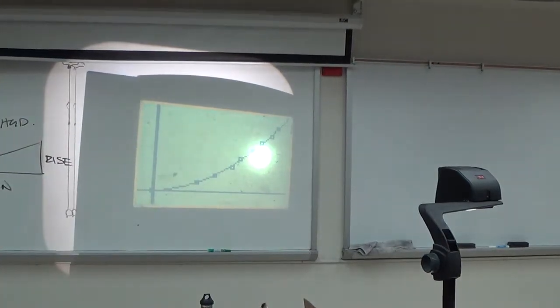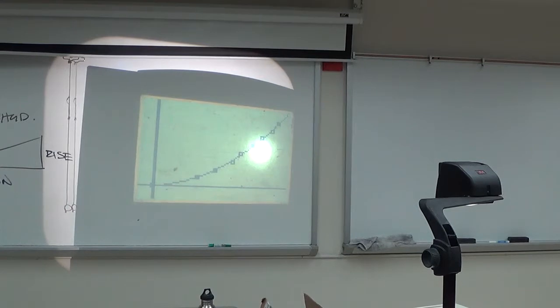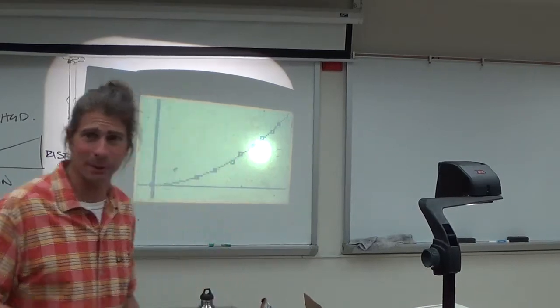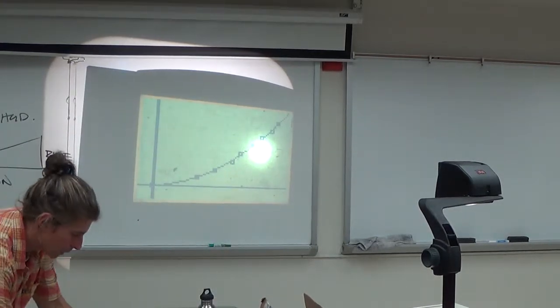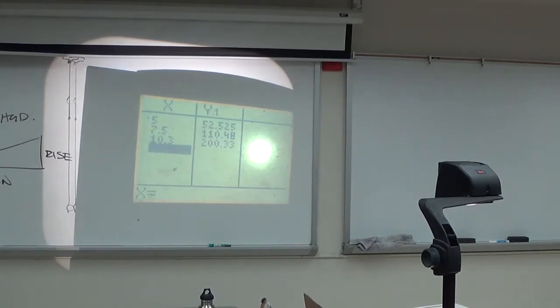10.3 seconds as the time I passed the 200-foot marker. If you plug 10.3 seconds into this model, though, you don't get exactly 200 feet, do you? Now, you might look at this and be like, yeah, so what? But watch. If you go to your table and plug in 10.3, you're off by 4 inches.